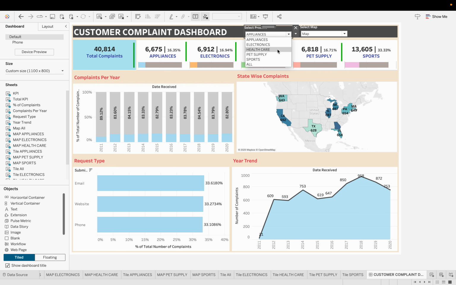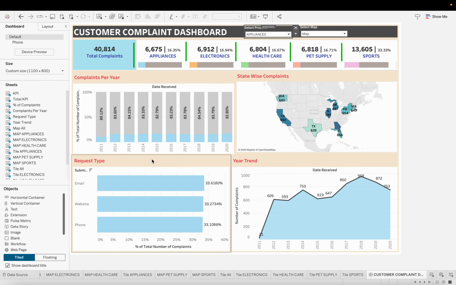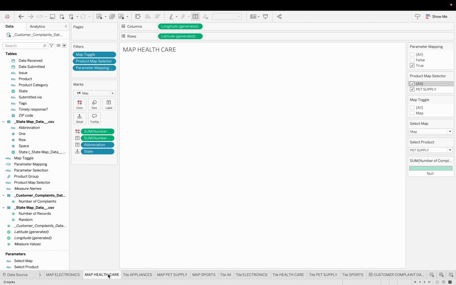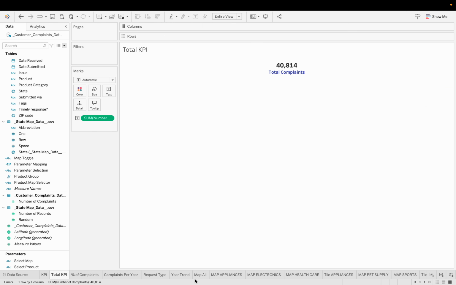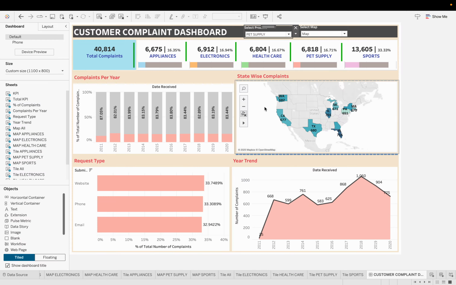Again, this is something we've already talked about, how each of it changes, and this is a great filter. So if I click appliance, all of it changes. If I hit something else, all of it changes. So this is a quick way. Instead of looking at one thing at a time, like, okay, what are the complaints? What are the total KPIs? What does the map say? What does the yearly trend say? This is just a quick way of understanding.